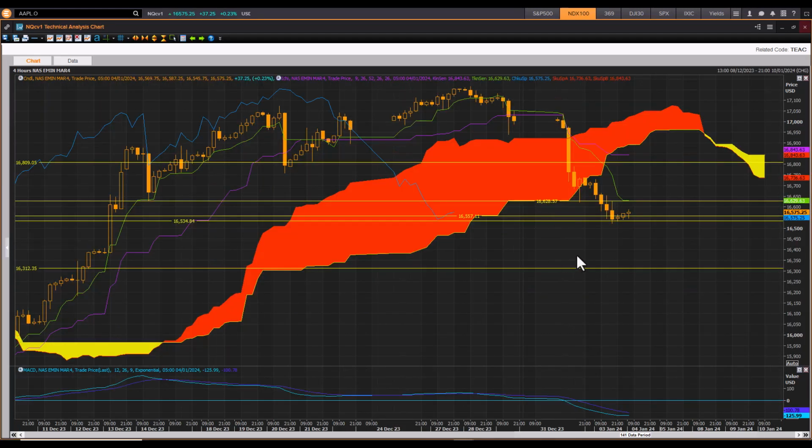The 4-hour time frame also giving us a nice support zone. So critical for support to come in here. If support fails here, then we could dip back down to the 16,300 zone. So keep an eye on that one.